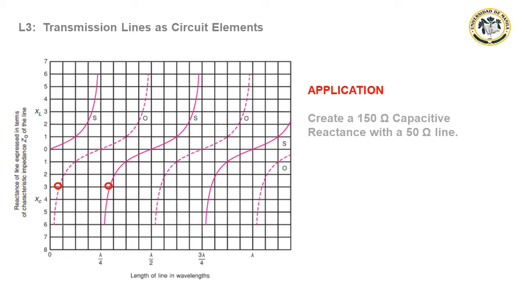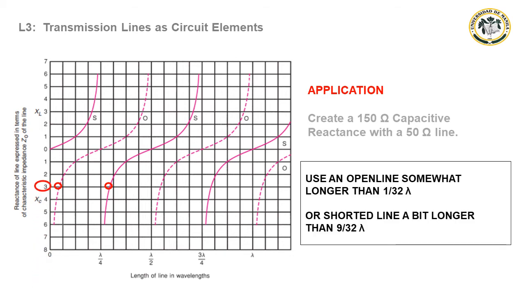A capacitive reactance of 150 ohms using a 50 ohm line can be achieved with an open line somewhat longer than 1/32 of a wavelength, or a shorted line a bit longer than 9/32 of a wavelength.